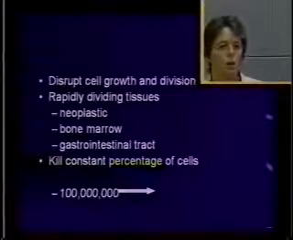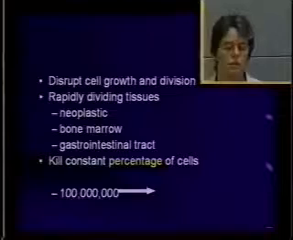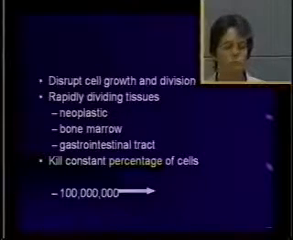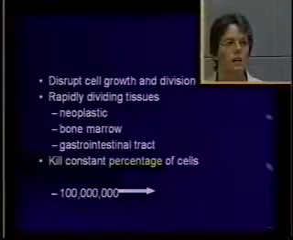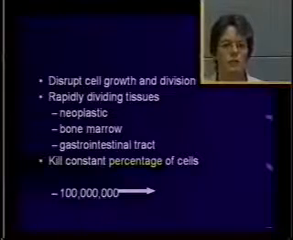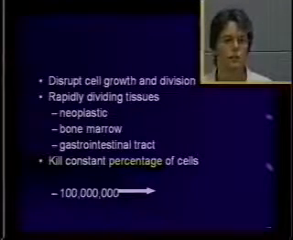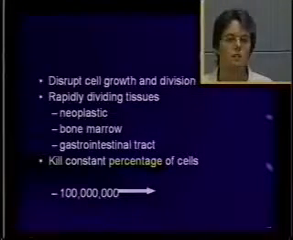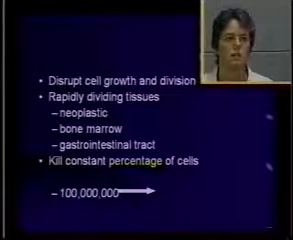These chemotherapy drugs disrupt cell growth and division, and they tend to affect rapidly dividing tissues. This means they tend to affect the neoplastic or cancerous cells, but also means that they affect bone marrow and the gastrointestinal tract, and it is there that we see most of our side effects.